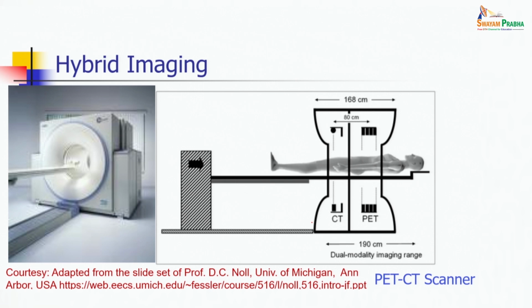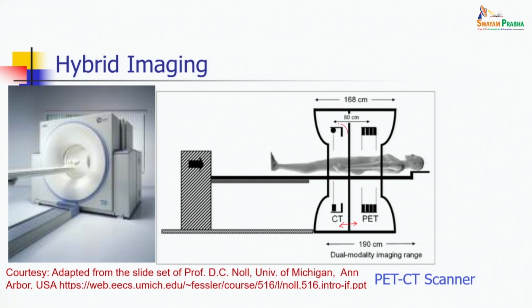Now, there are imaging systems which show both functional and anatomical perspectives of a subject. That means we call it hybrid imaging. You can see here that it's a combination of CT and PET.